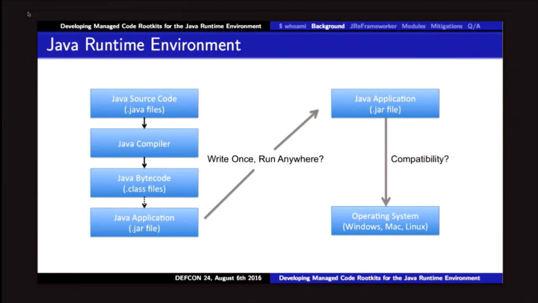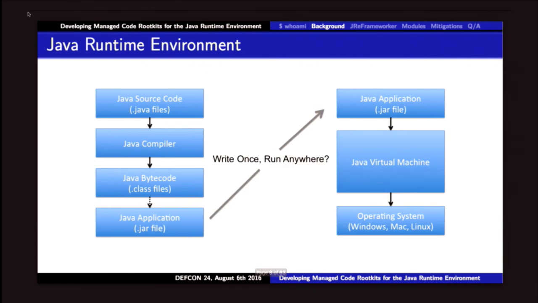But how do we do that, right? If you write a C program, you might have to change things a little bit. But with Java, at least it's standard. The way we do this is we create a custom virtual machine for each host operating system, and that interprets the standard Java bytecode and then runs it on the host operating system.